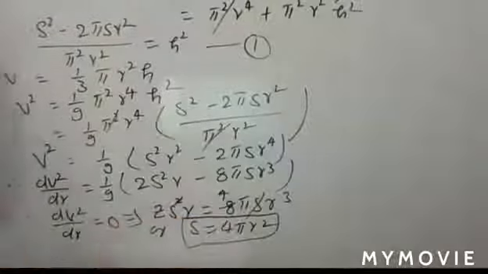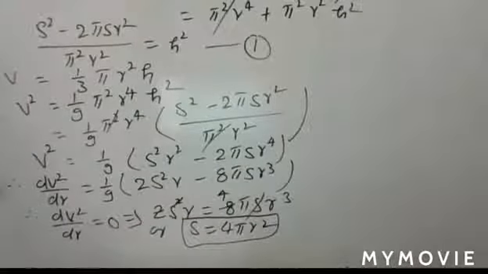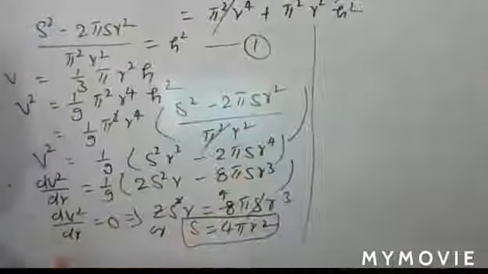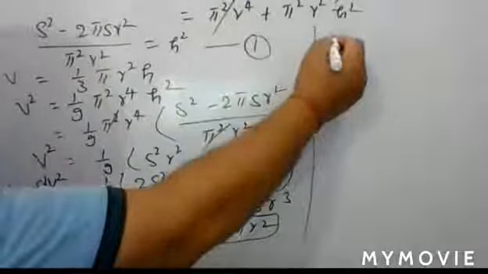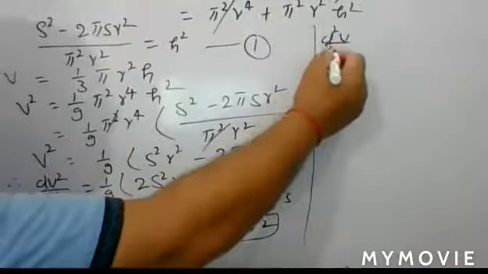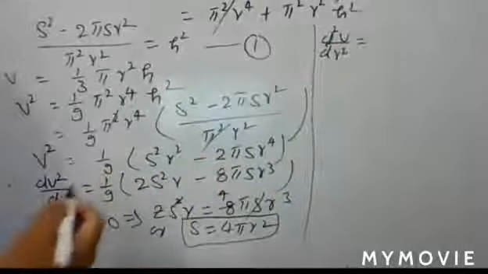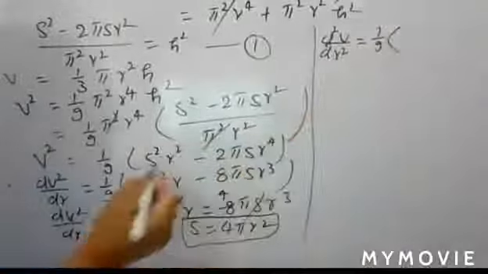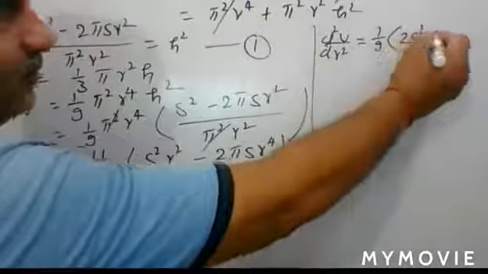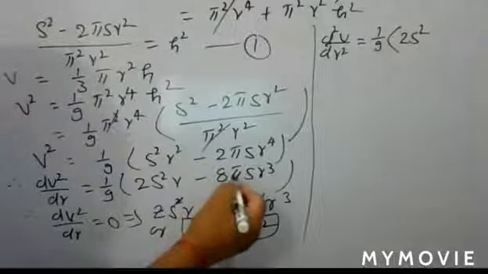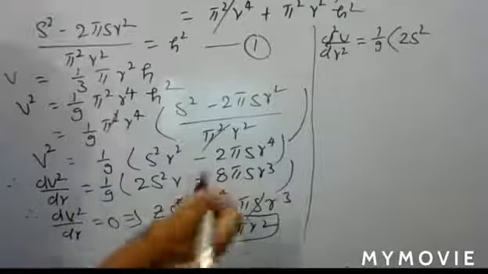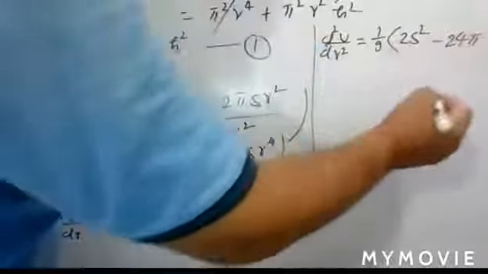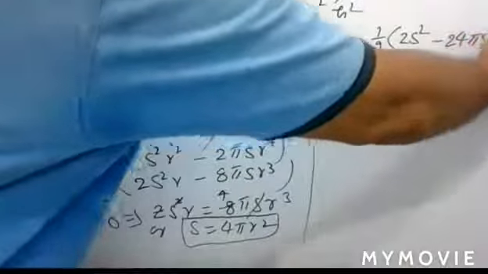Now, after that, what you do? You have to take its second derivative. So write its second derivative, d2V square upon dR2. If you're taking its second derivative, here you have 1 upon 9 into 2S square, and on this side you have 24 pi S R square.